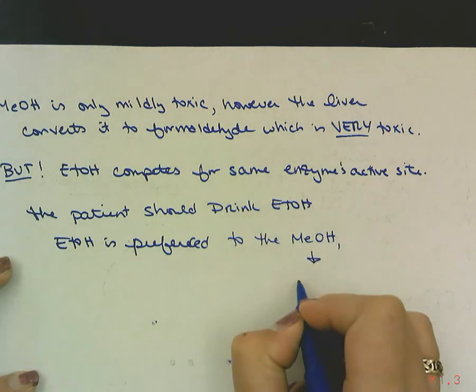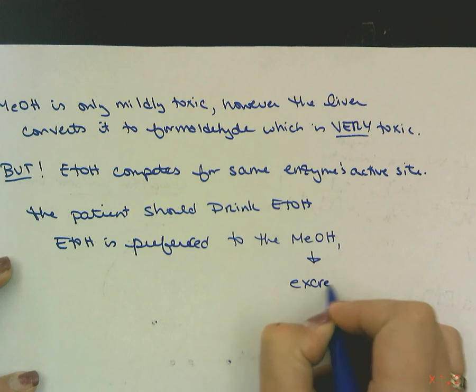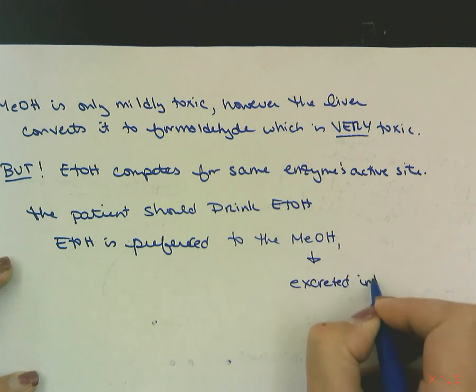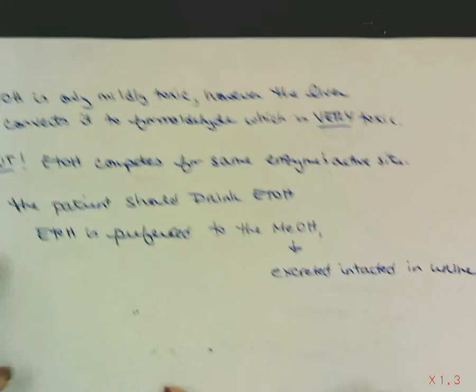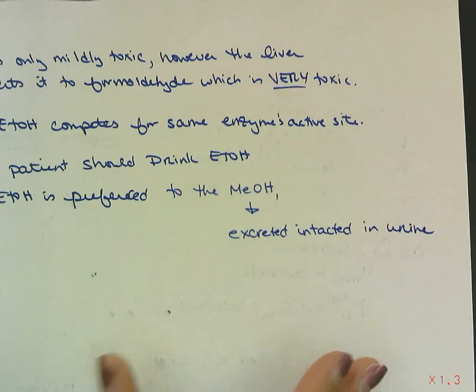and the methanol is excreted intact in your urine. So you just pee out the extra. You're probably super drunk and not feeling great, but you're not blind. So I guess that's a trade-off. So that's my competitive inhibitor example.